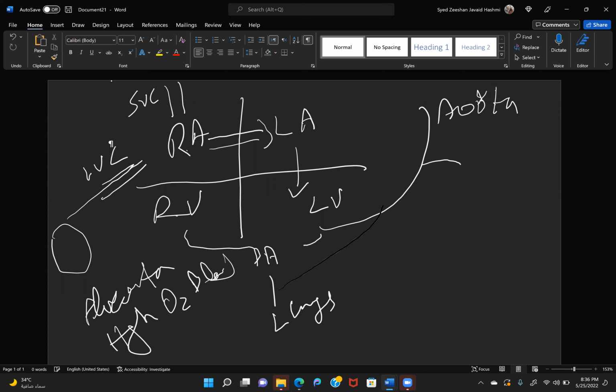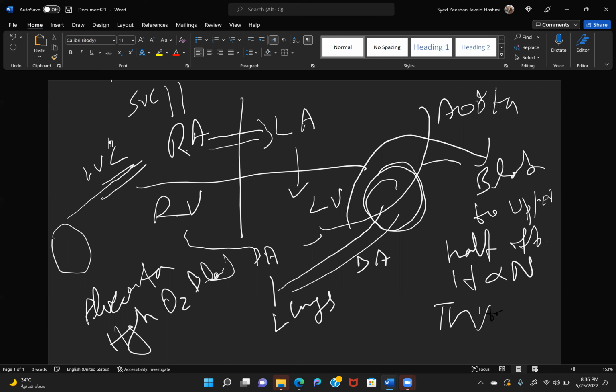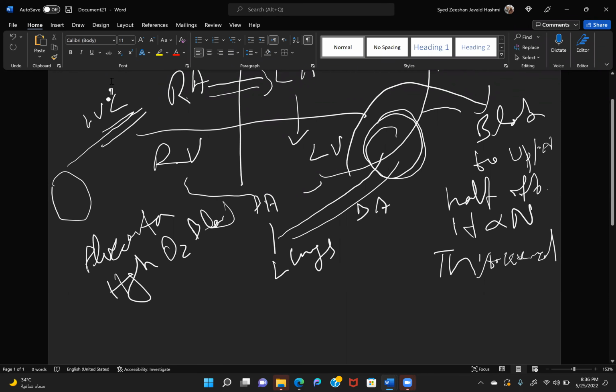But there is a ductus arteriosus here, which is bypassing the blood from the pulmonary artery to the aorta. The significance of this place is very much, because before this point, there is blood supply to the upper half of the body, head and neck, through the thyrocervical trunk. After that, this ductus arteriosus comes, which is blue blood. After the ductus arteriosus, the blood is relatively deoxygenated.